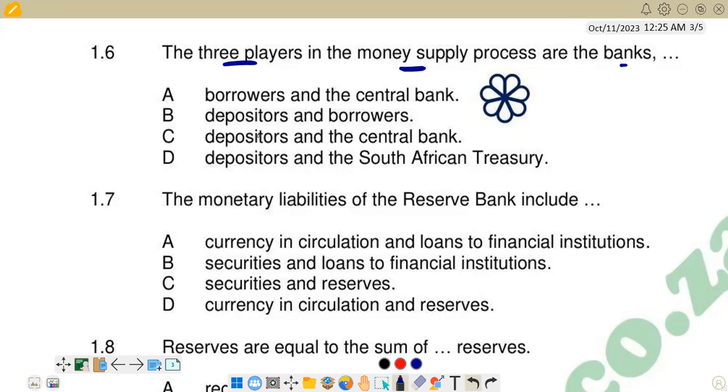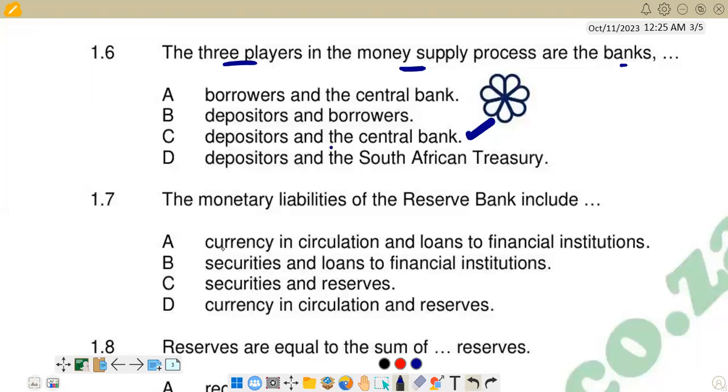Then we go to C. C is saying depositors, yes, and the central bank, yes. Remember, the central bank and the banks are two different parties because the central bank is the banker to all banks. The banks fall under the central bank, or they go under the supervision of the central bank. So C is correct. So we go to D. Depositors, yes. And the South African Treasury, the Treasury is not responsible for controlling money supply. So D is out, so we are left with C. So C is the most appropriate that we have there.